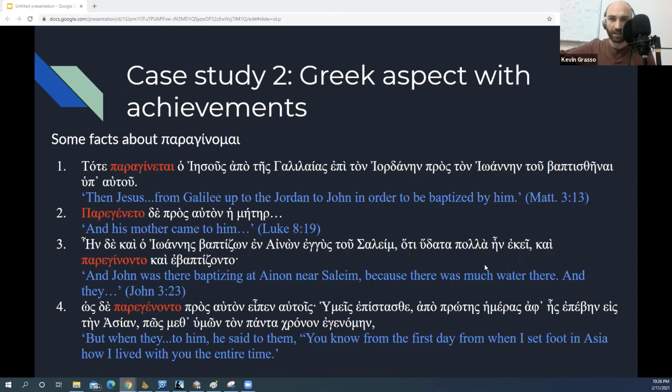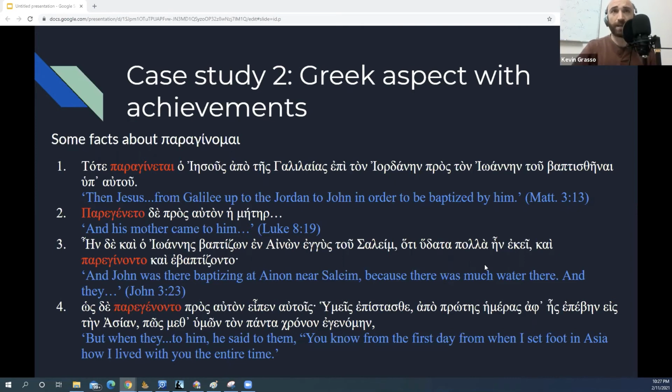So I'm going to leave aside tense right now. It's not super important for our discussion. So in 1, tote paraginetai ho Iesous apo tes Galilaias epi ton Iordanen pros ton Ioannen tou baptisthenai hup' autou. Okay, so what I've left out in these translations is our verb, right? So then Jesus blank from Galilee up to the Jordan to John in order to be baptized by him. So this is Matthew 3:13. So the question for us is, paraginetai is present, right? It's a present form, normally described as imperfective, right?